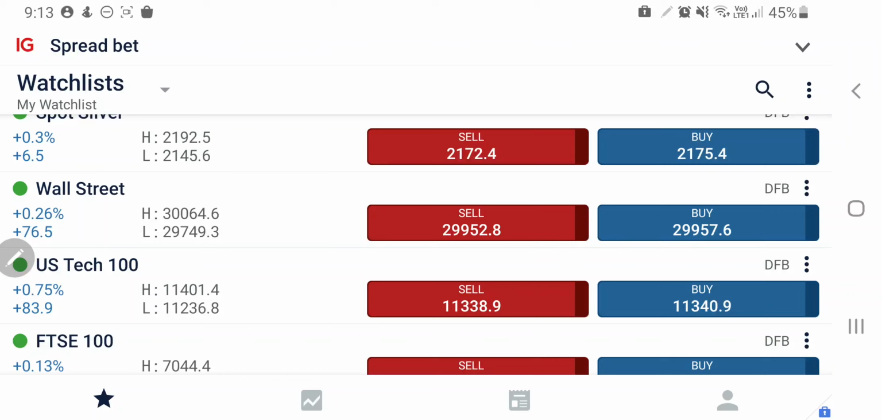US30 and US100 have seen the lows and are trying to bounce back. 29,750 is very strong support, and for US100 it is the 11,140 level. Any drop below 29,650 or 29,600, and any drop below 11,200, is a level to go short on US100 and US30.